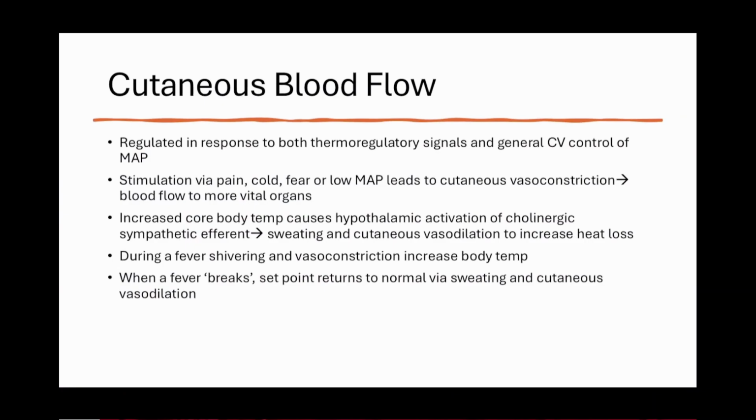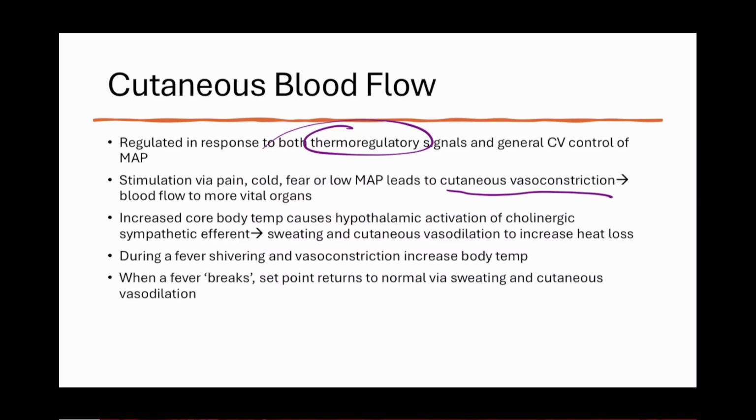Cutaneous blood flow, going to our skin, helps with thermoregulation. Okay, we get too hot, little capillaries dilate, you get red, the flushed color. That's because blood is now in the skin, so you can start sweating and evaporate and cool off. Stimulation via pain, cold, fear, or low MAP leads to cutaneous vasoconstriction to put more blood flow in different areas. That's why your fingertips are the first ones to freeze off when you get frostbite, because the blood is shunted away from all your fingers to go to your organs to keep you alive.